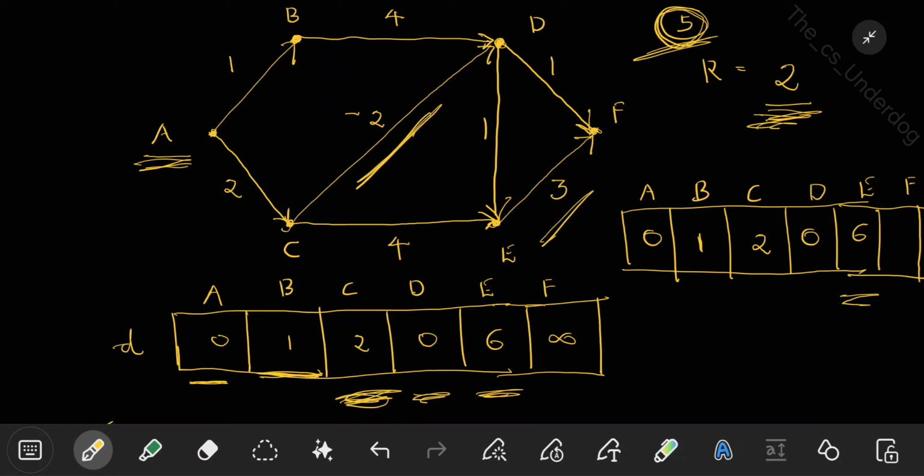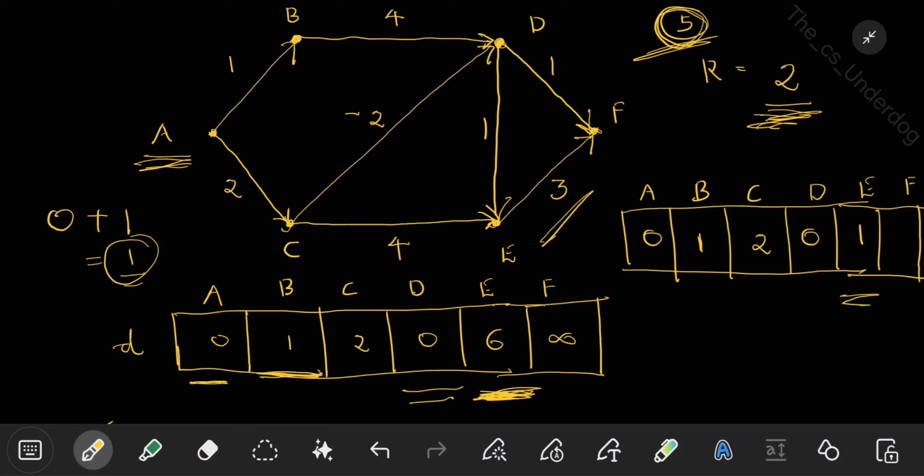Let me relax DE now. This one. If I relax DE, what happens? Existing distance to D is 0. So 0 plus distance DE, which is 1, will be 1. New distance to E is 1 when I go through this particular edge DE. What should I do now? Existing distance to E is 6. I will update it with 1. So I'm going to update it with 1.